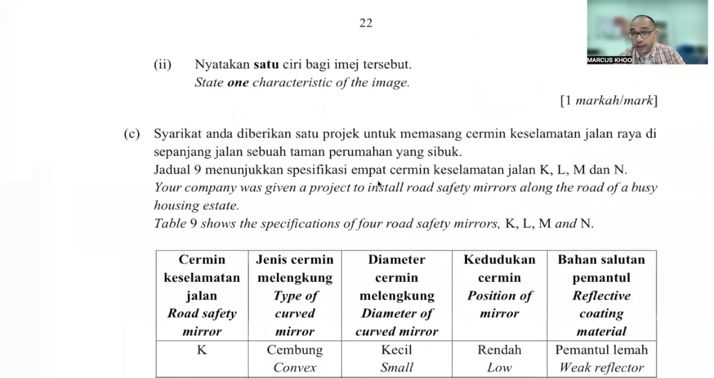Now state one characteristic of the image. You can state all 3, or you can state 1 if you want. We know that the answer is virtual, upright, diminished. Of course, you cannot write the letters; now you have to write the full name for it.